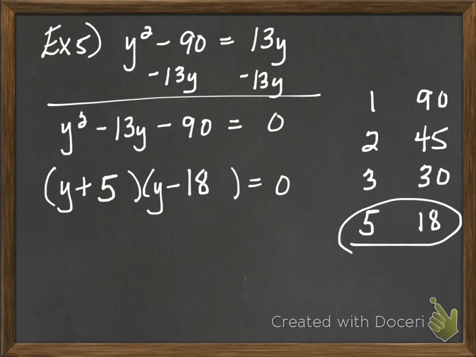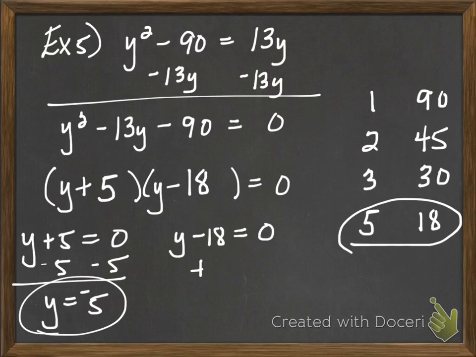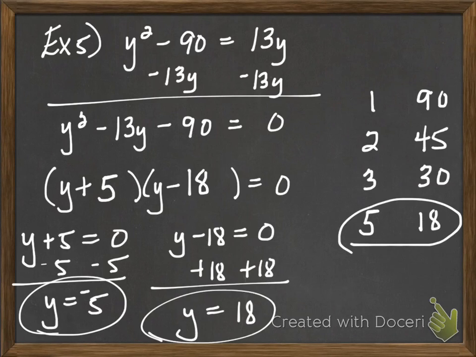Okay. So now you take your y plus 5 and you set it equal to what? 0. And you take your y minus 18 and you set it equal to 0, and you solve your two little equations there. And you'll get your solutions. So I'm getting negative 5 and positive 18.